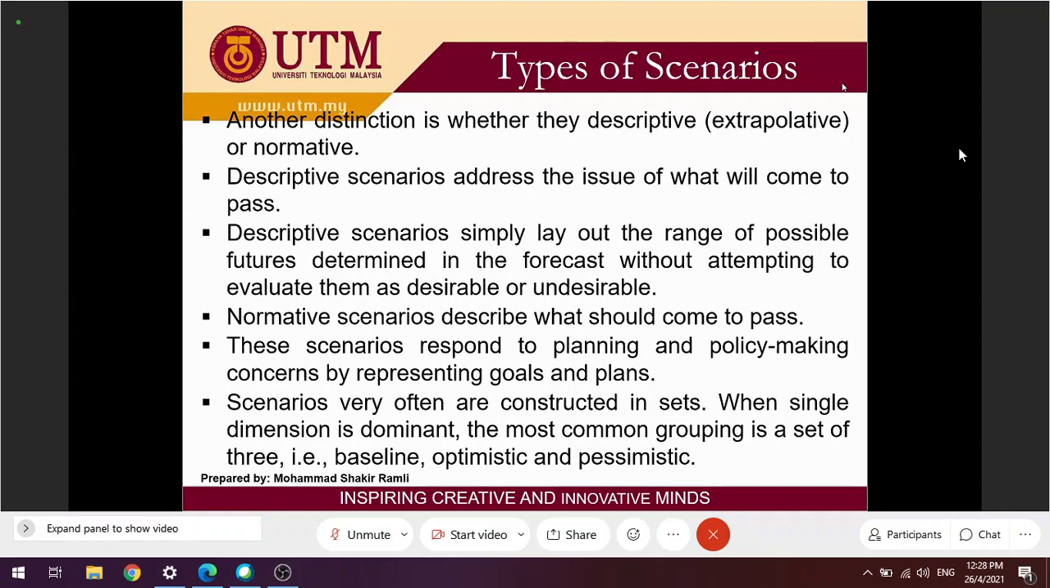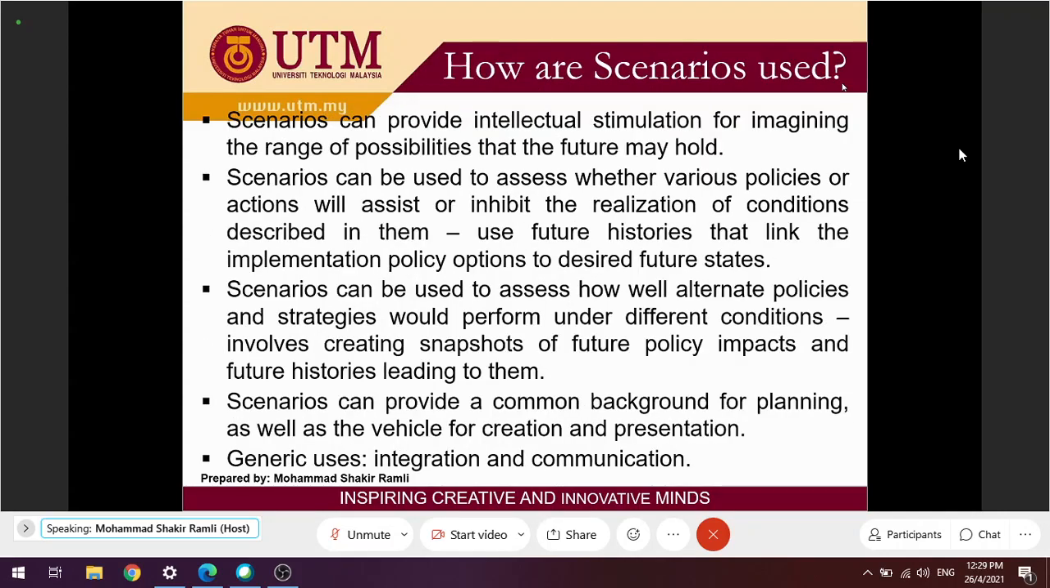so you can construct your scenario for your product technology at the end of the group project. You can use baseline, optimistic, and the worst situation, or pessimistic, or worst prediction. How are scenarios used?